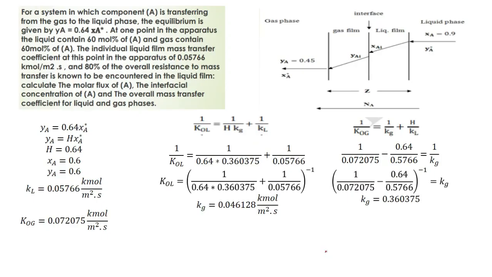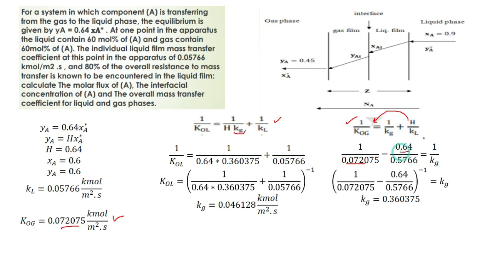Now the last thing has been left, which is overall mass transfer coefficient for liquid and gas. For gas we have calculated, and for liquid you have to calculate it. So for liquid, 1 over Kl is equal to this, but in this expression you don't know the value of this Kg, so you have to find it first. So for this you will use this expression 1 over Kg, KOG is 0.072 from here. 1 over Kg you have to find, so that's why I am bringing this to this side. It will be written with minus sign.